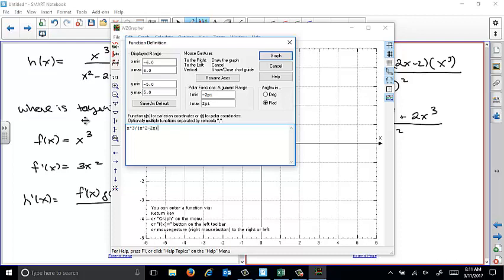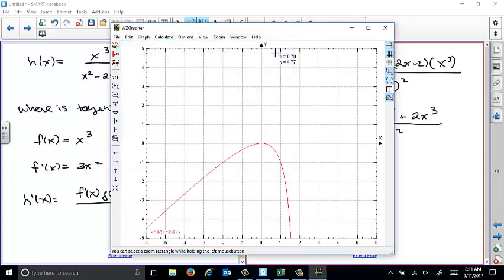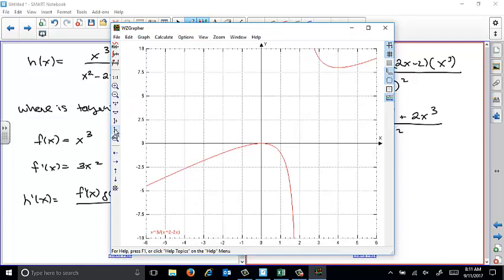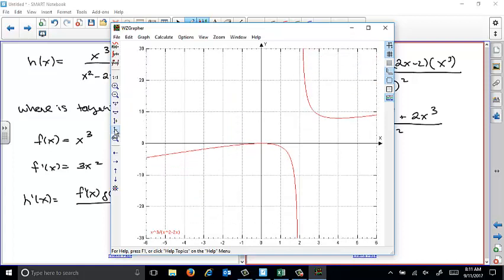If I did this right, we're going to have to zoom out a little bit in this direction. So you see there's a vertical asymptote at x equals 2. That was where the denominator went to 0. And you see we have a horizontal tangent line here at x equals 0.